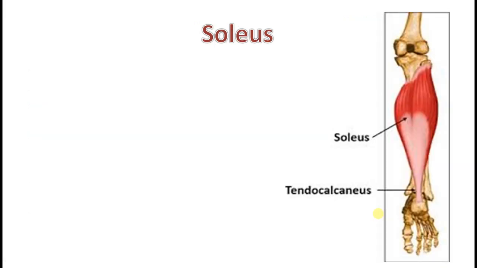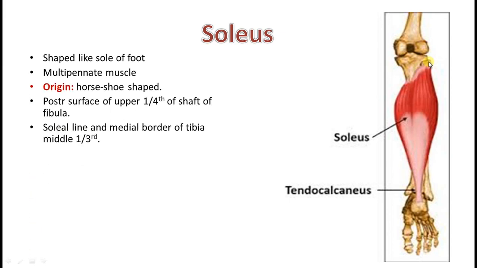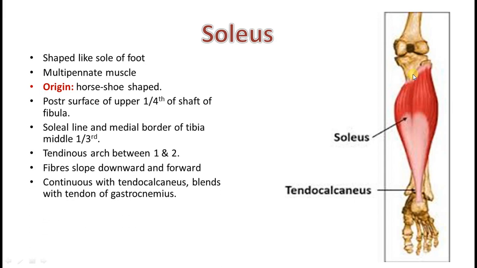The next muscle which we are going to see here is the soleus muscle. It is actually shaped like the sole of the foot, that is why it is called the soleus muscle. It's a multipinnate muscle. It has a horseshoe shaped origin, from the shaft of the fibula and from the soleal line of the tibia, and a tendinous arch extending between these two. All these put together give a horseshoe shaped origin.